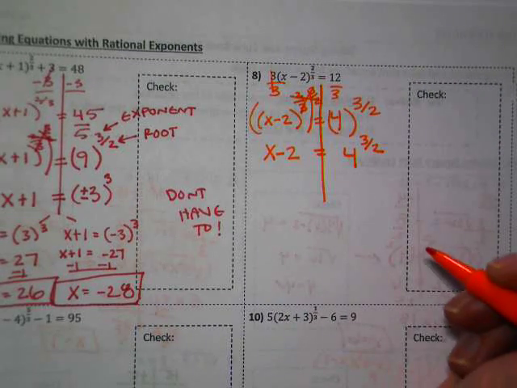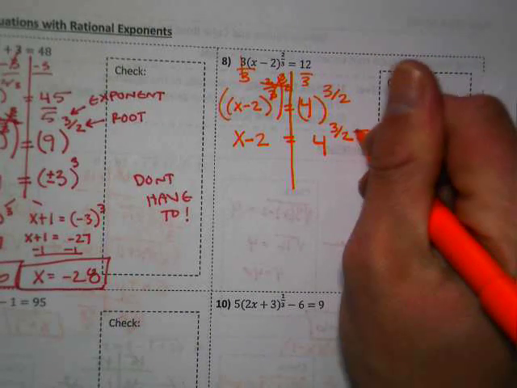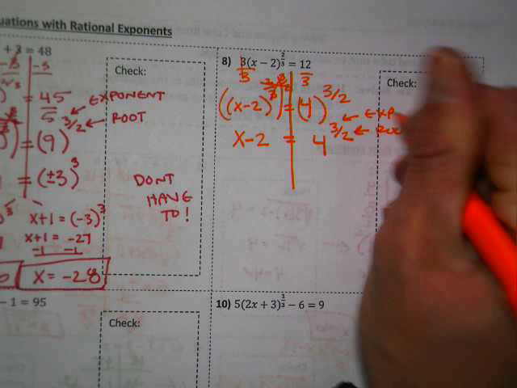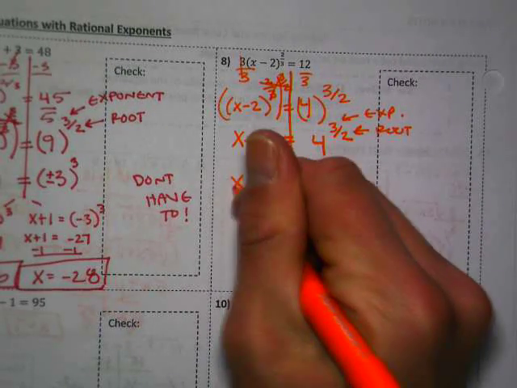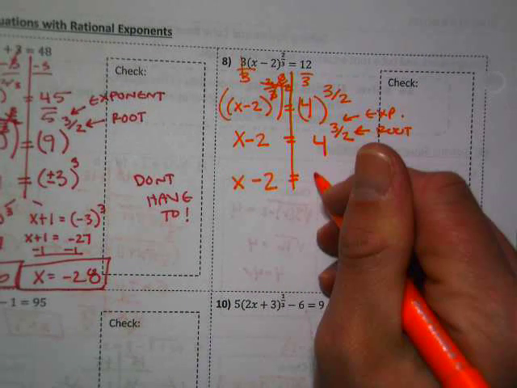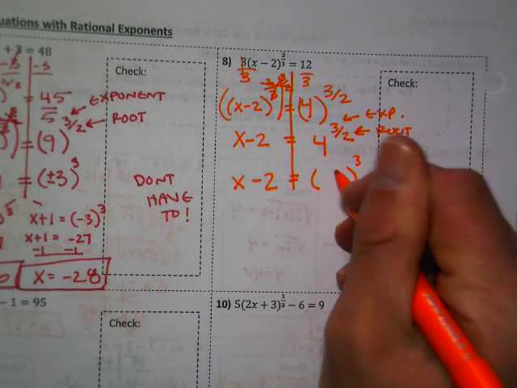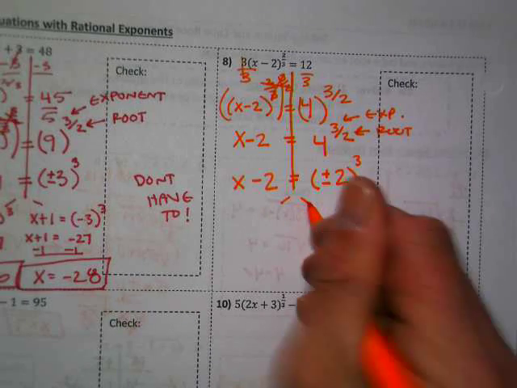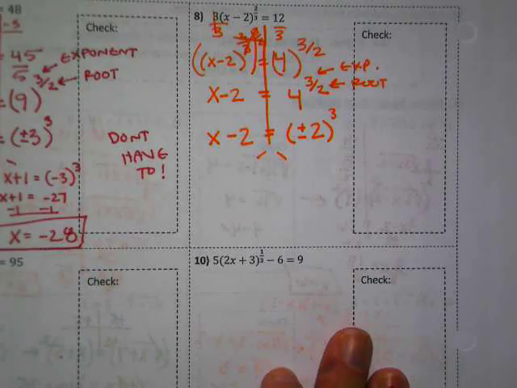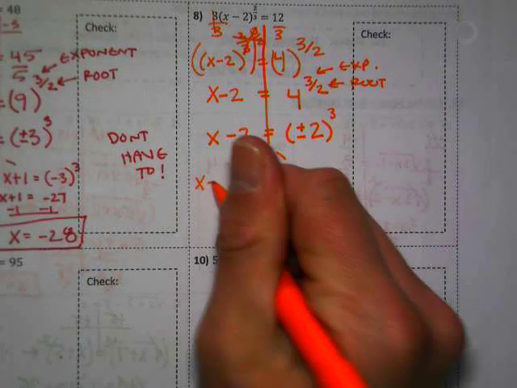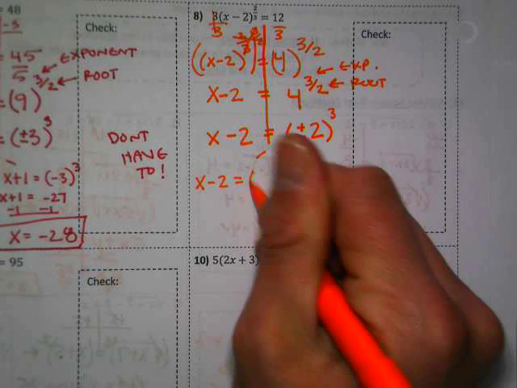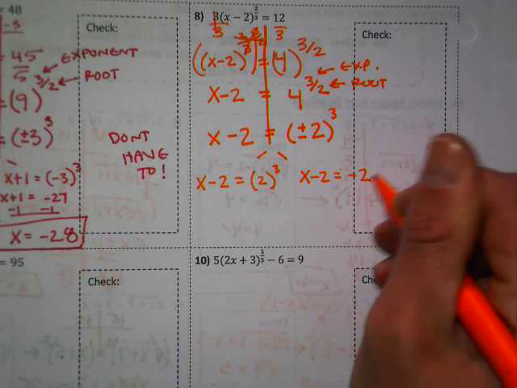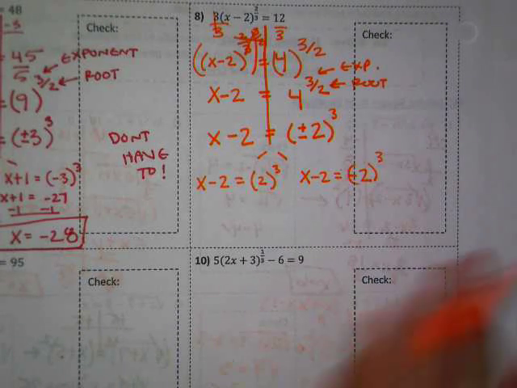All right, so remember, bottom number is the root. Top number is the exponent. So square root of 4, cubed. So square root of 4, which is 2. And do I need plus minus? Yes, you do. Because I have the plus minus, I'm going to split this up into 2 equations. X minus 2 equals positive 2 cubed, and x minus 2 equals negative 2 cubed.